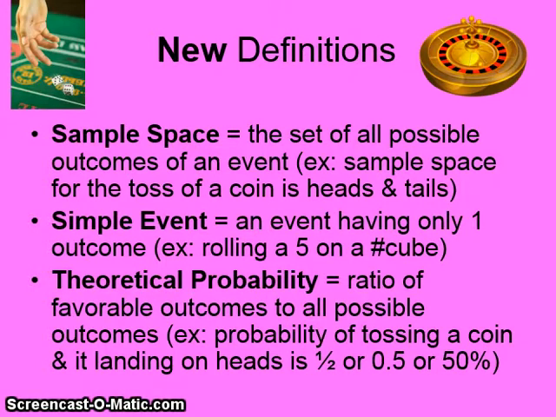For example, the probability of tossing a coin and landing on heads is 1 over 2. 1 being how many favorable outcomes there are, landing on heads, and then 2 being the total number of possible outcomes. So heads and tails, 2 possible outcomes. The probability 1/2 can also be written as 0.5, or it can be written as 50%.